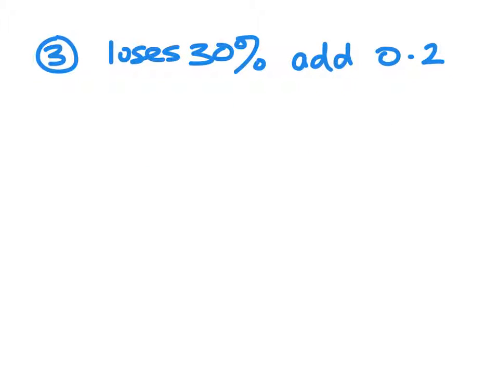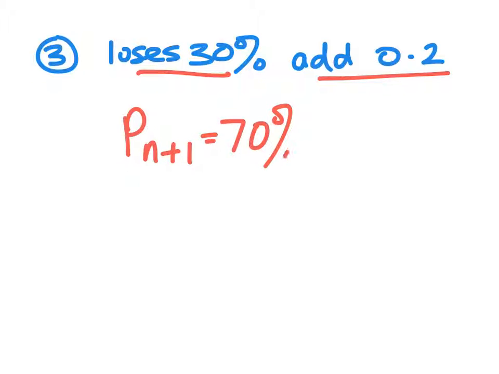For question 3, Mr. West and his tyre. This week it loses 30% and I add in 0.2. So the pressure in the tyre next day, if I'm losing 30%, that means 70% of the pressure's left, and then I'm adding in the 0.2.